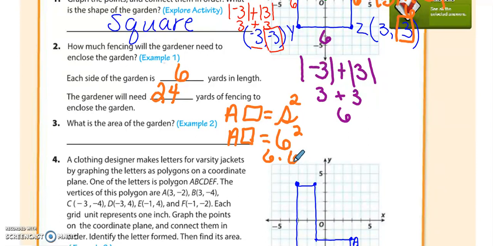So the area of my garden is going to be 36 yards. And we know that area is square area, so it's 36 yards squared.